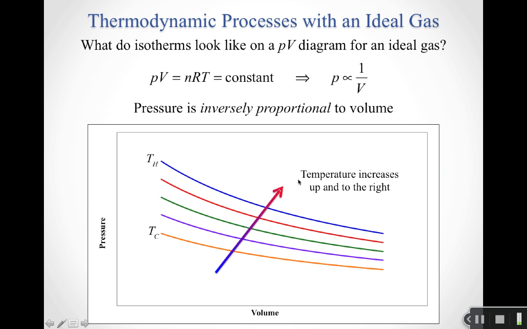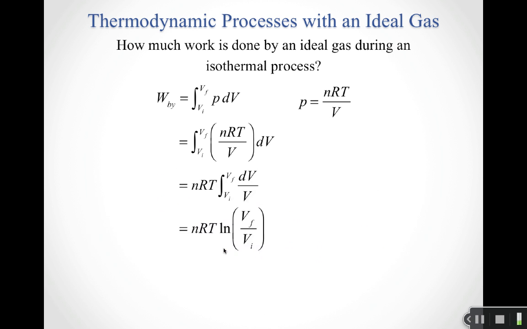So that tells us that the temperature increases as you move up and to the right. So if we started at some point and went straight up, the temperature would increase. If we started at that same point and moved directly to the right, we would still see our temperature increase because we're moving to higher and higher isotherms. So moving up and to the right on a PV diagram increases the temperature when you've got an ideal gas. Moving down and to the left will decrease the temperature.